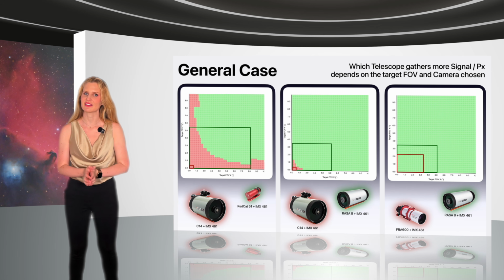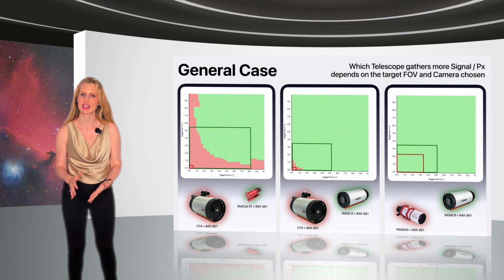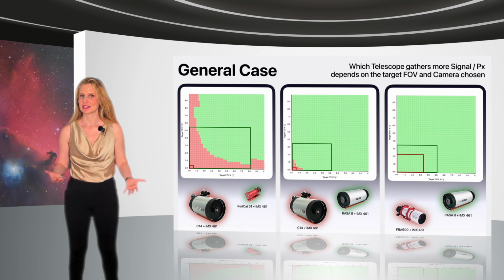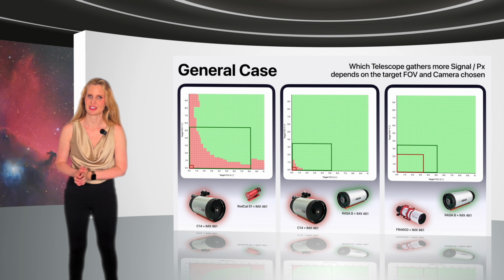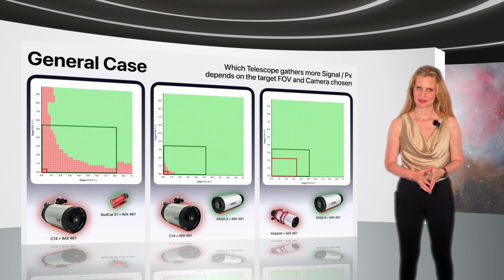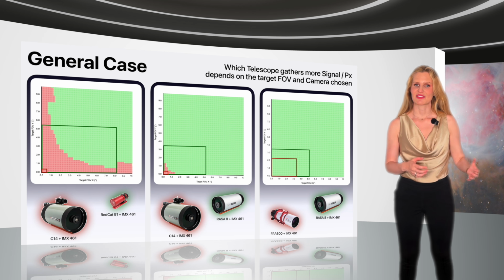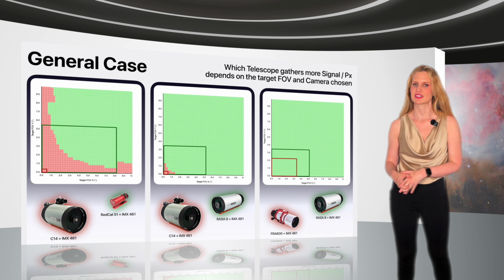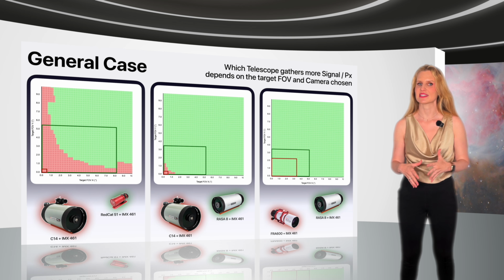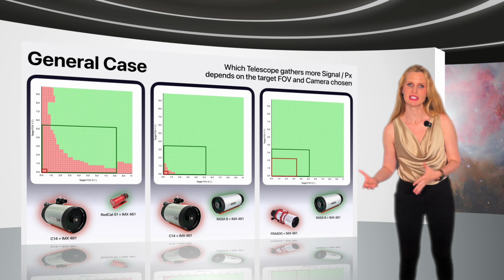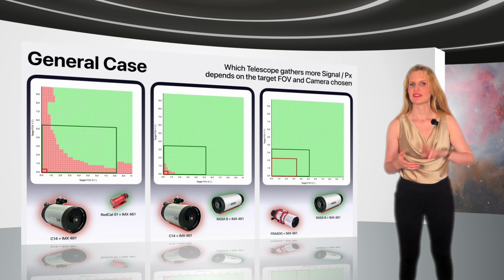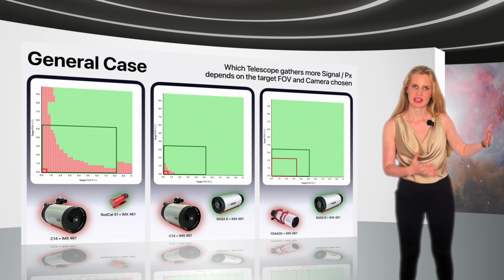However, even here, there are still areas of the sky where mosaicing with the C14 is more efficient than using the RASA 8 directly. Finally, let's look at the FRA600 refractor versus the RASA 8. Here, the RASA wins across the board. It's larger, faster, and overall more capable.